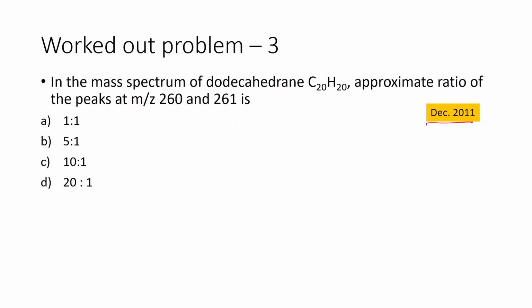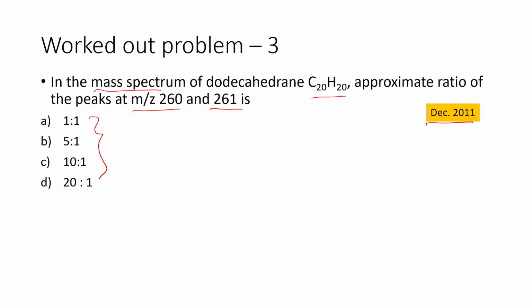So this was asked in December 2011. So this is related to a mass spectrum. So in the mass spectrum of dodecahedrane, the molecular formula given is C20H20. The approximate ratio of the peaks of M at 260 to 261 is: 4 options are given, which are 1:1, the second one is 5:1, the third one is 10:1, and the last one is 20:1. So these are all the ratios at which the peaks 260 and 261 will appear for this particular compound.